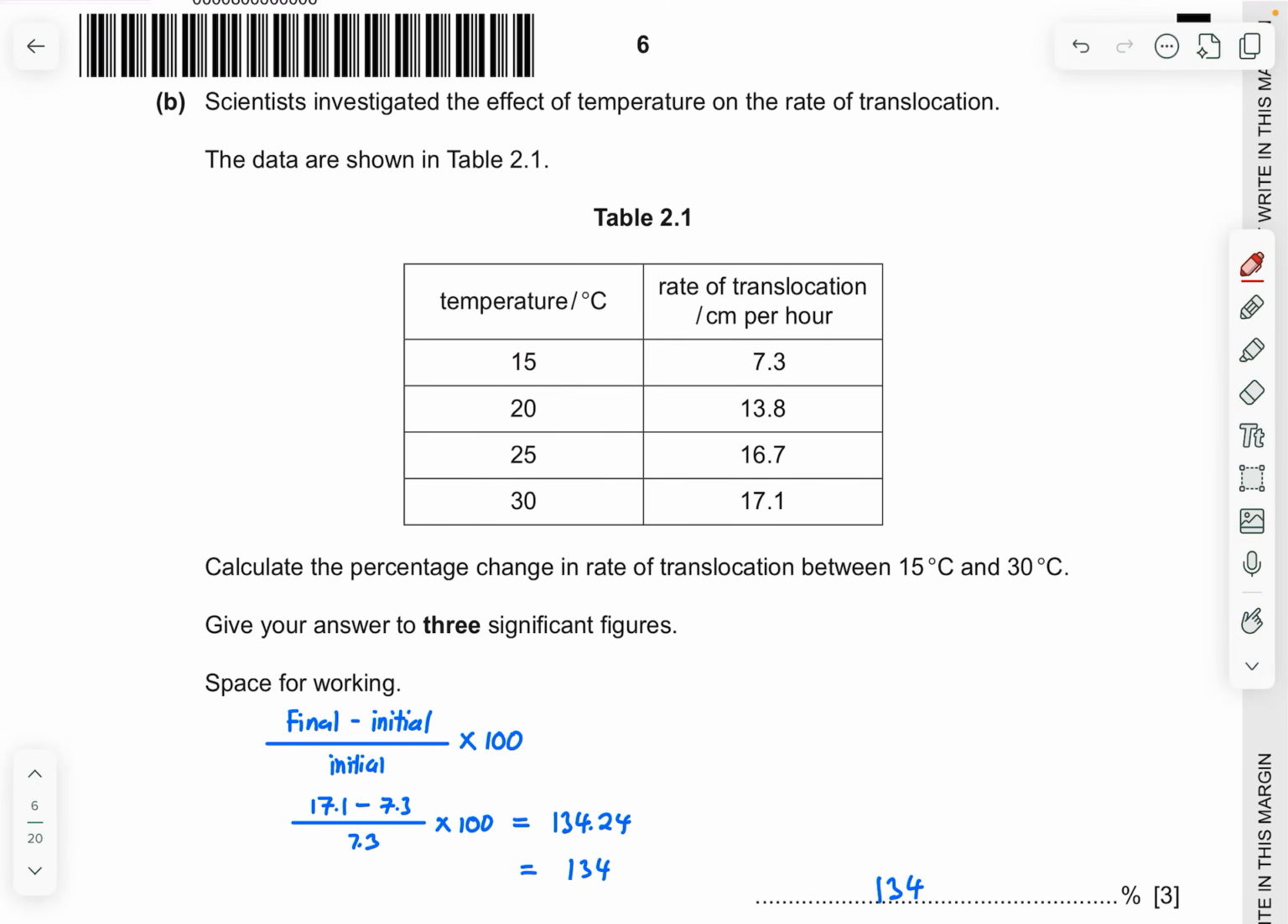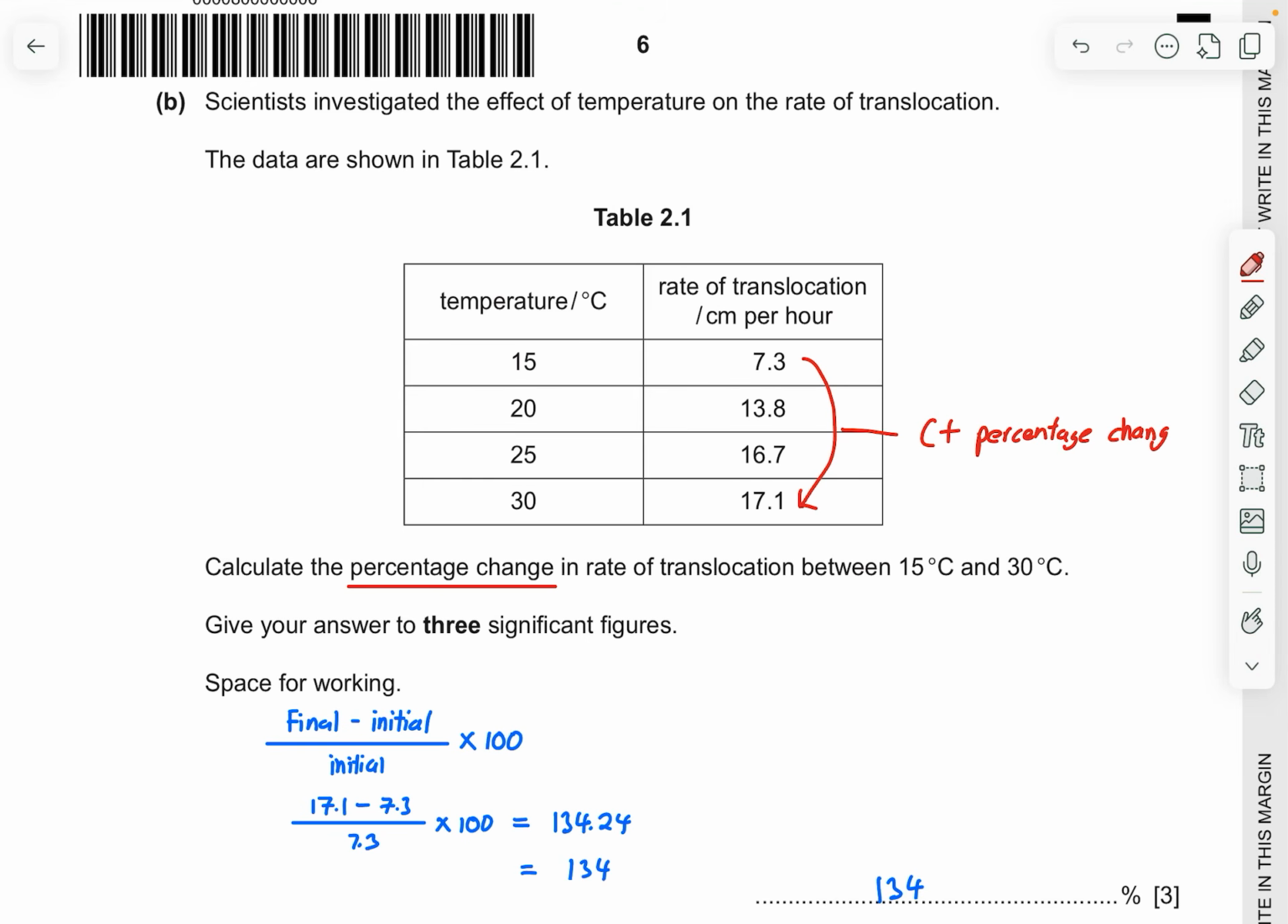So part B, scientists investigated the effect of temperature on the rate of translocation. So calculate the percentage change in the rate of translocation between 15 degrees and 30 degrees. Give your answers in 3 significant figures and your space for working. Alright, so again, another percentage change question. So percentage is to see between the value initial and the final temperature, did it go up or did it go down? So looking from here, it becomes from 7.3 to 17.1, meaning that this is showing an increase or a positive percentage change. So in your answer, you're supposed to have positive value and not negative value.